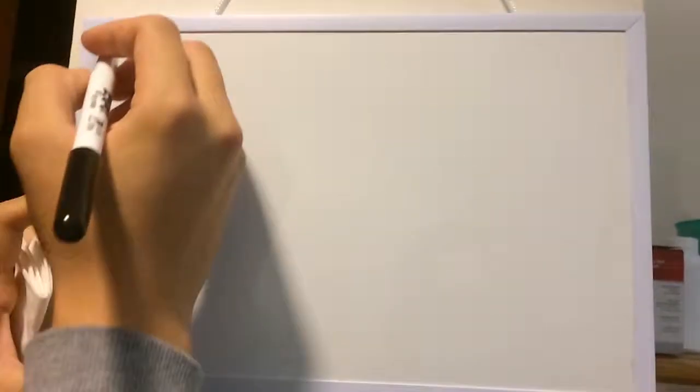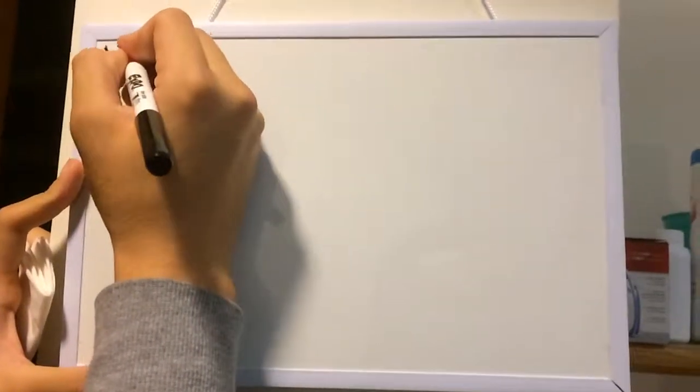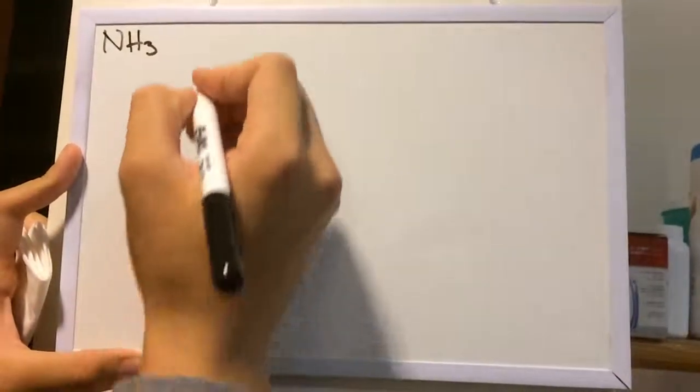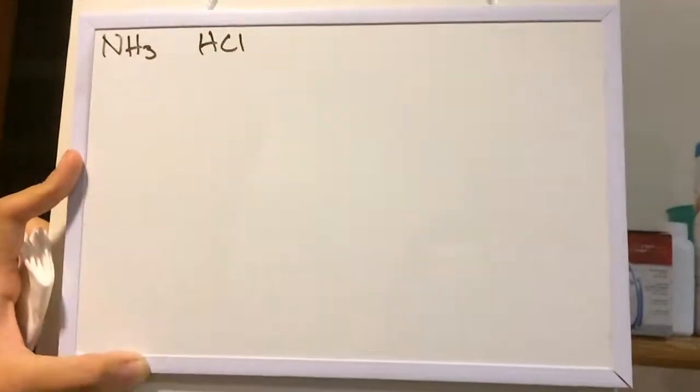In this video, I will be explaining why the titration of a weak base with a strong acid forms a stoichiometric point with a pH that is slightly acidic. In this example, we will be using the weak base ammonia with a strong acid, hydrochloric acid.